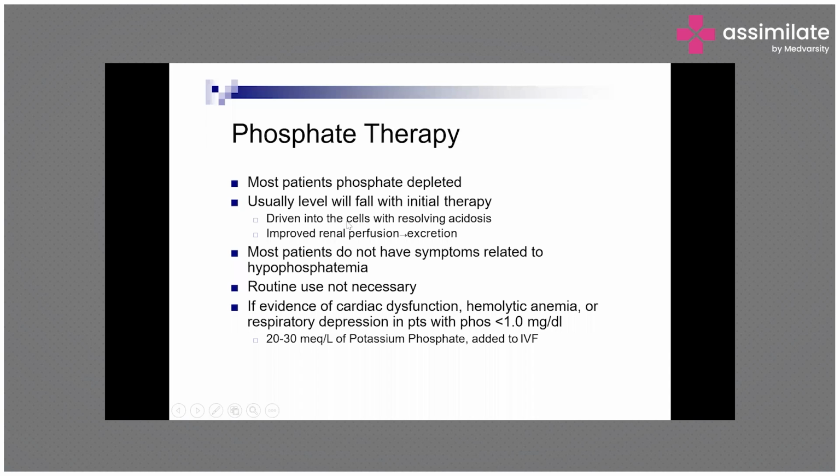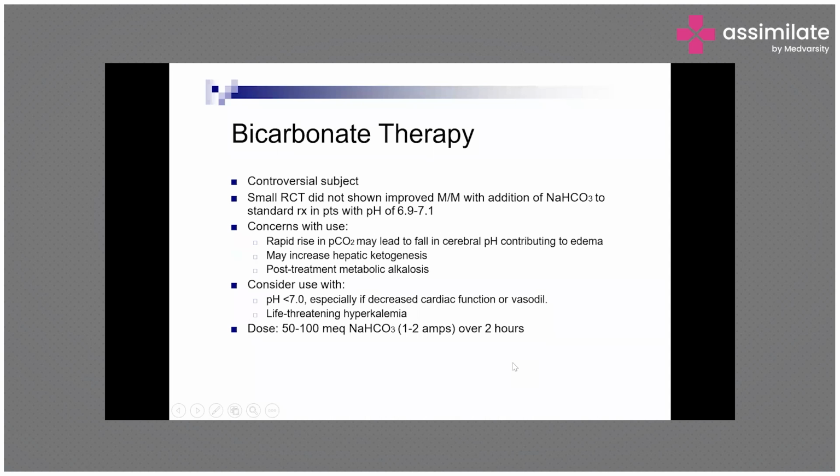So usually most of these patients are asymptomatic and they don't need the treatment. But if the patient has cardiac dysfunction, or hemolytic anemia or respiratory depression, then phosphate correction may be required, especially 20 to 30 milliequivalents per liter of potassium phosphate can be added to the IV fluids, which is the resuscitation fluid.